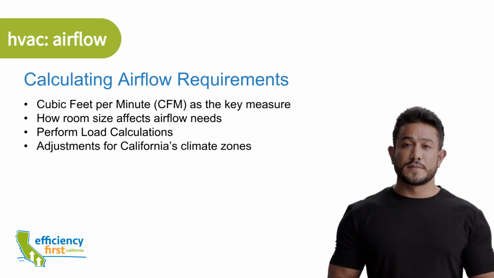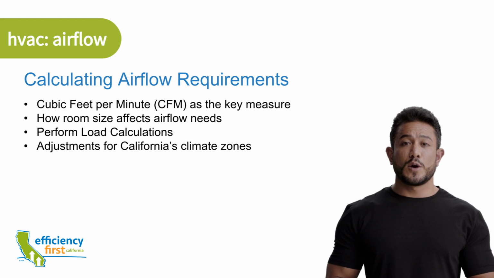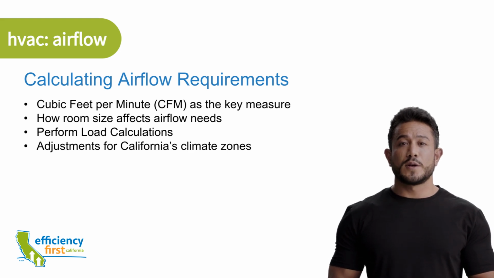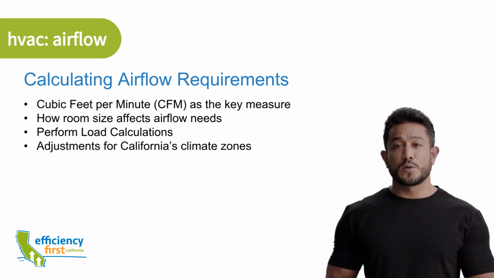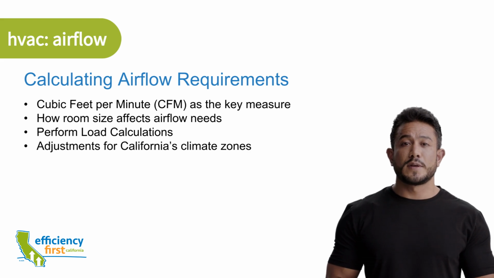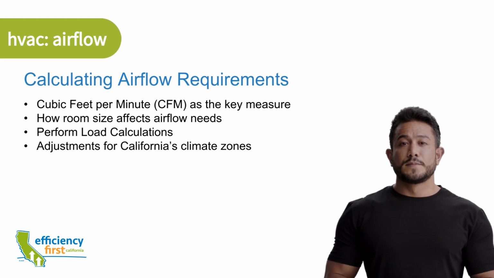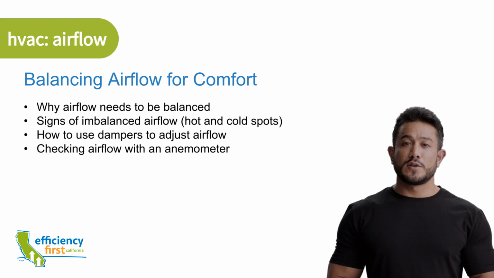the sun. In California, you should also account for the local climate zone, as different zones may require different levels of air movement to stay comfortable. Balancing airflow ensures that every room in the house stays at a comfortable temperature. When airflow is unbalanced, you may notice hot and cold spots, especially in larger homes.